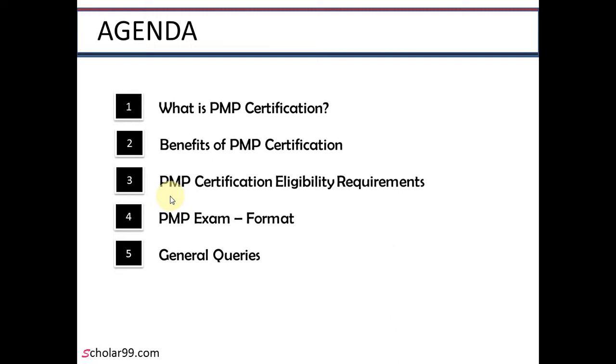For your information, there are 5 process groups in the PMP or PMBOK guide or PMP syllabus. They're initiating, planning, executing, monitoring and controlling, and finally closing. These are the 5 process groups. And here in the slide or agenda number 4, PMP exam format, we're going to look at the question distribution for each of these process groups.